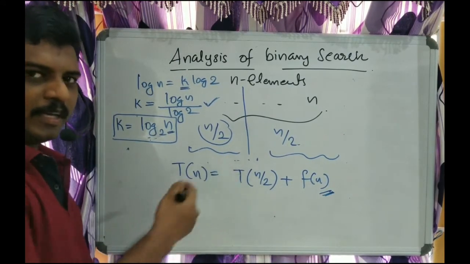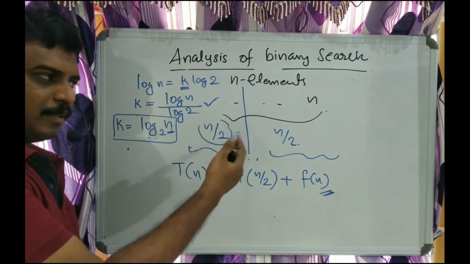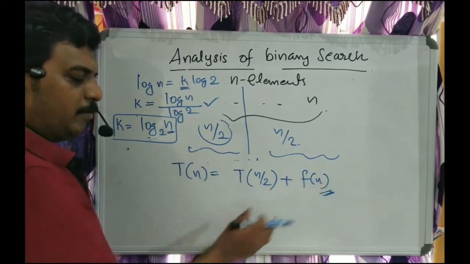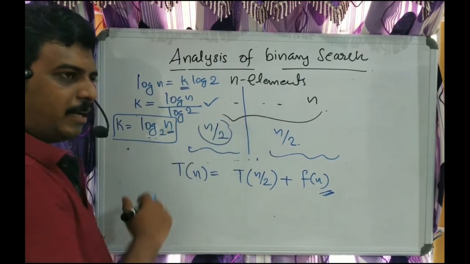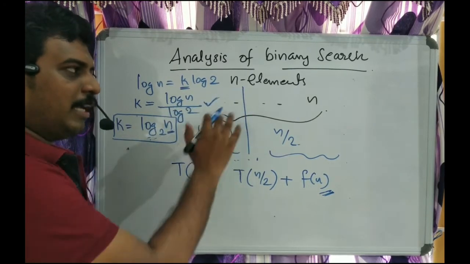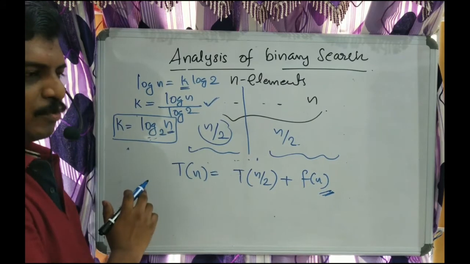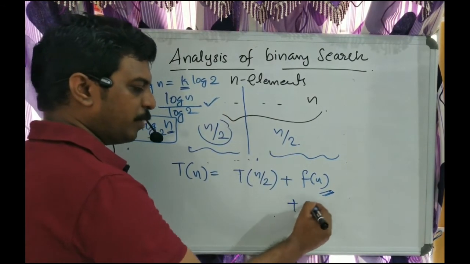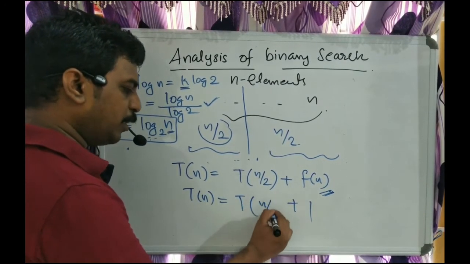All those things I have already explained in Master's theorem, when I discussed recurrence relations. So t of n by 2 plus f of n, where f of n is the non-recursive cost for dividing and combining. In this case we are not combining the array into the actual array, we are only comparing the key element with the middle value. This comparison will always be constant, so it is assumed to be a constant value. So t of n equal to t of n by 2 plus 1.